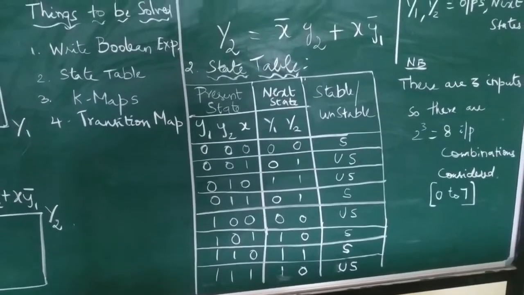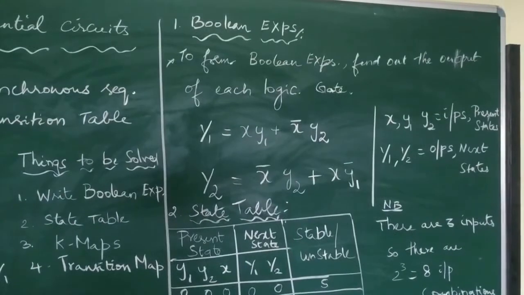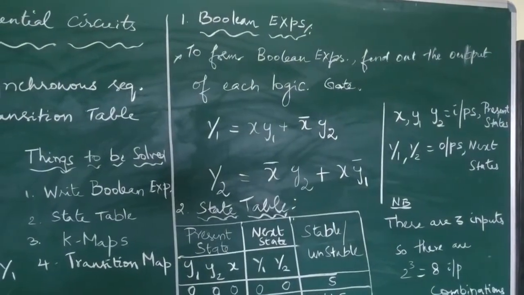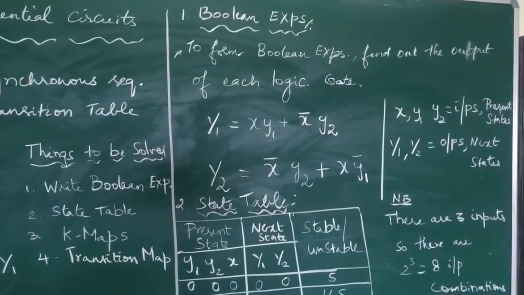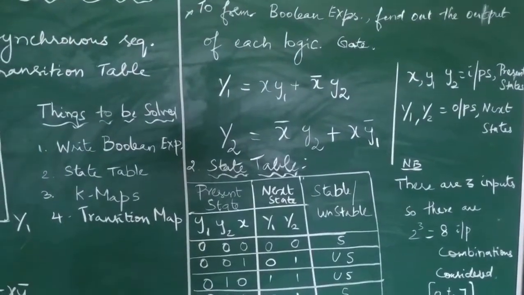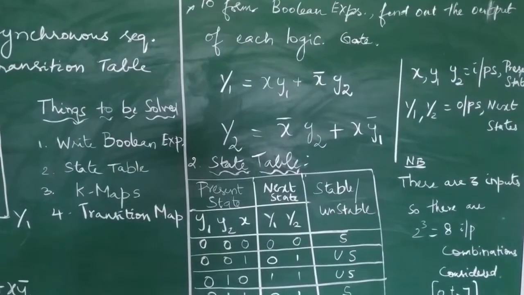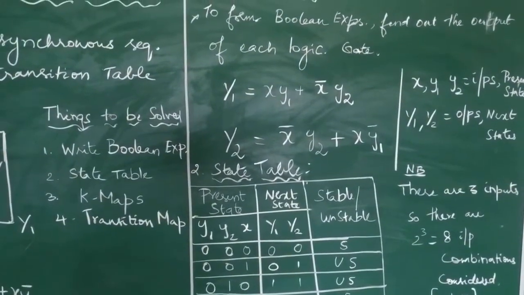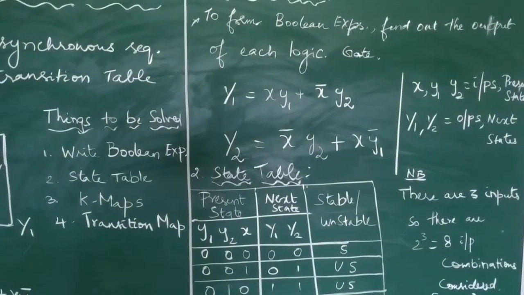So substitute y1, y2 and x in the next state Boolean expressions for Y1, Y2 and find out the next state. For example, if you consider the second one, 0, 0, 1, what is it going to be? X y1 is an AND operation.